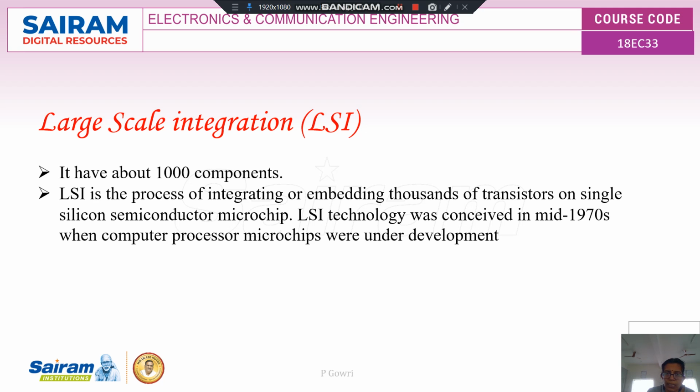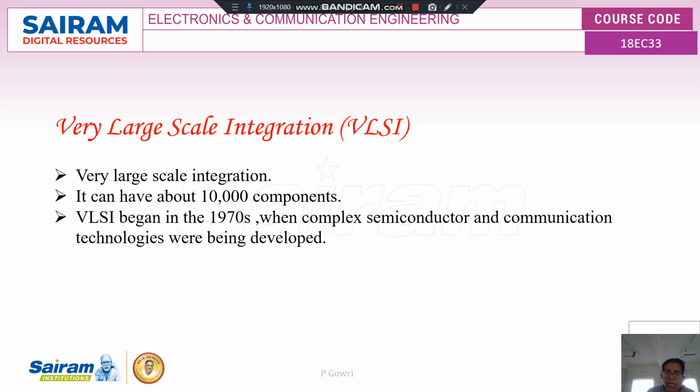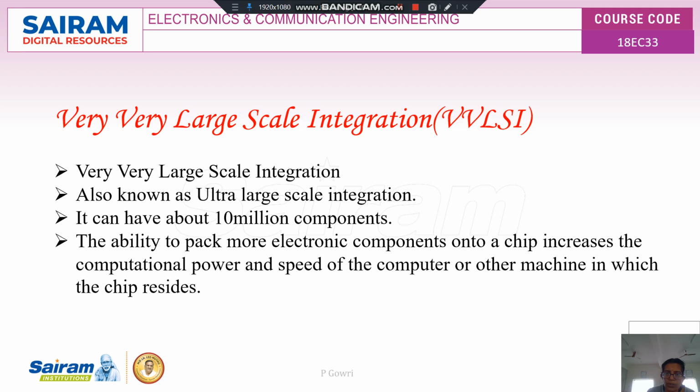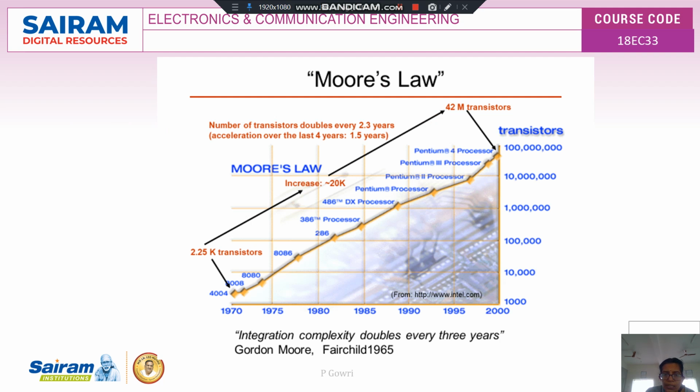time. We can see that it started with tens of transistors and, in a gap of less than the lifetime of a human being, has evolved to very large scale or ultra large scale integration, where 10 million components are incorporated inside a single IC. Moore's law states that the integration complexity of an IC doubles every 2 to 3 years. That is, the number of transistors that can be accomplished in an IC doubles every 2 years.